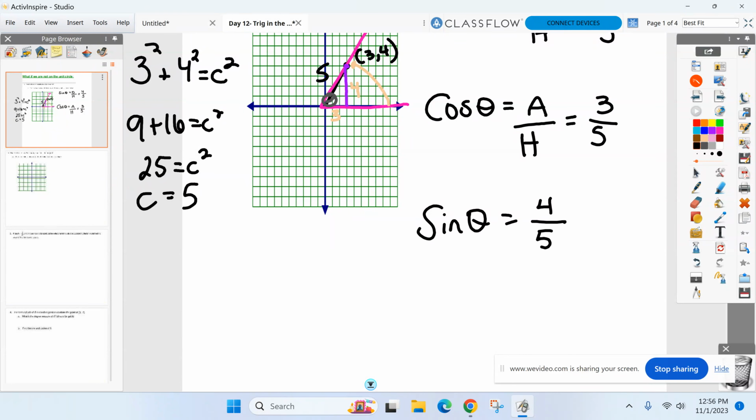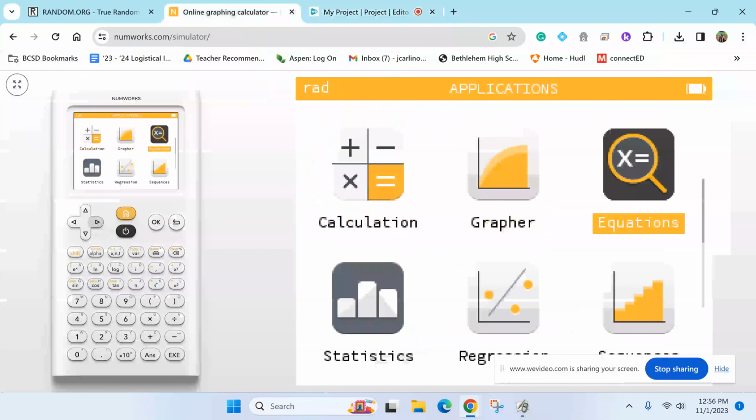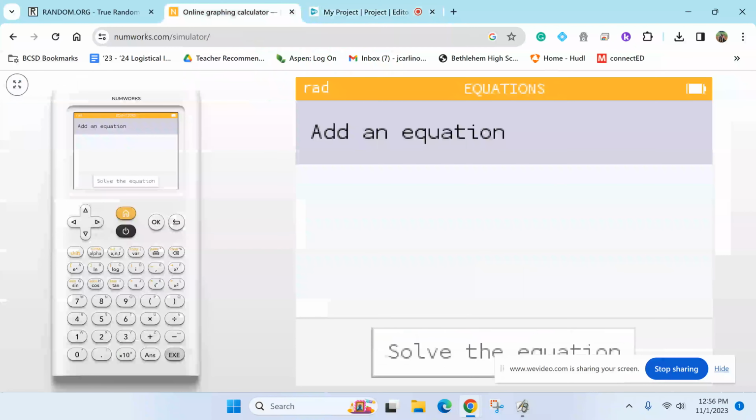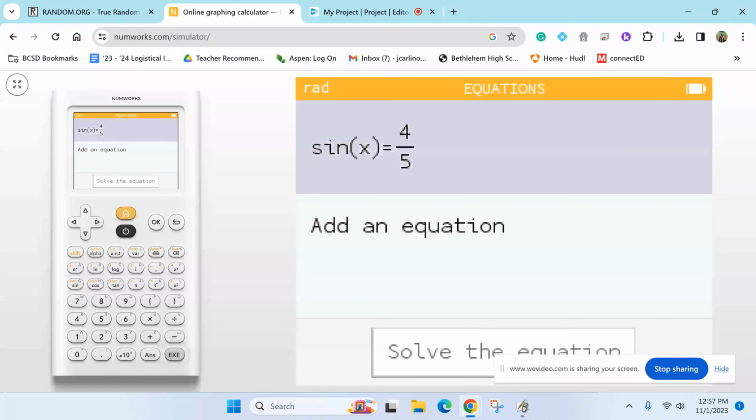Now we can use the calculator. Go to your equation, because remember, theta is just a variable, like an x or any other Greek letter. So I'm going to go to my calculator, over to equations. If something's in there, clear it out. I don't have a theta button, so we're going to go sine x equals 4/5. Everyone have it? Go, solve.